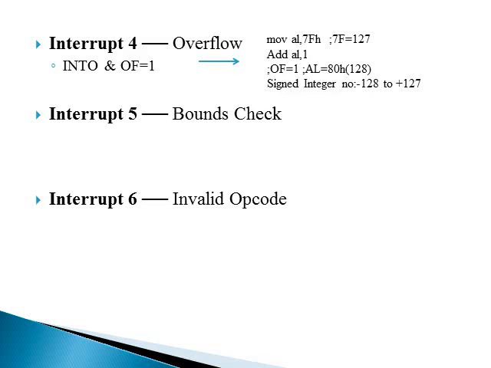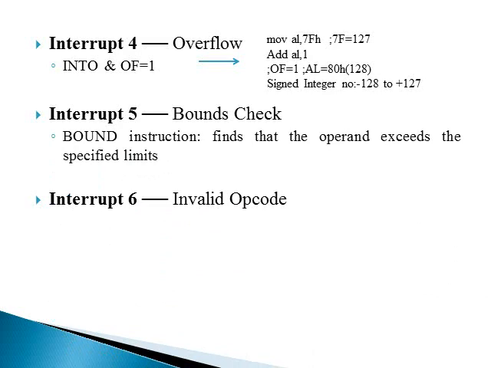Interrupt 5, which is a bound check exception. It is a fault which occurs when the processor, while executing a BOUND instruction, finds that the operand exceeds the specified limit. A program can use the BOUND instruction to check a signed array index against signed limits defined in a block of memory. For example, an array of 10 numbers is declared with indexes 0 to 9. So whenever index 10 of the array is accessed, the processor will report that it exceeds the specified limits and a bound check exception will be reported.